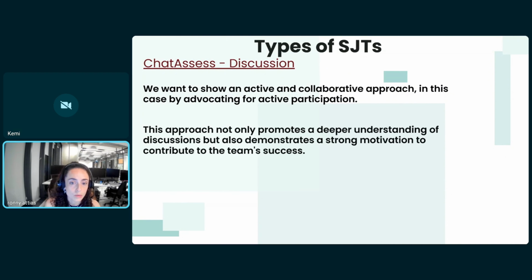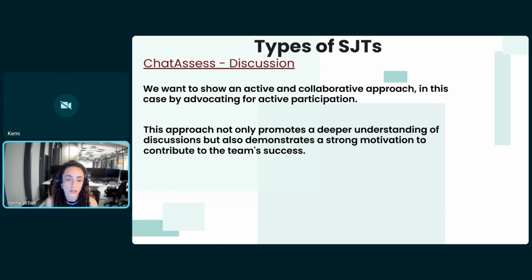We want to show that we want to participate in what's going on. So, this approach not only promotes a deeper understanding of the discussions that are happening in the meeting, but also demonstrates a strong motivation to contribute to the team's success. Okay, so we have two things that happened here. We also showed that we are proactive and want to take charge and be part of the discussions.